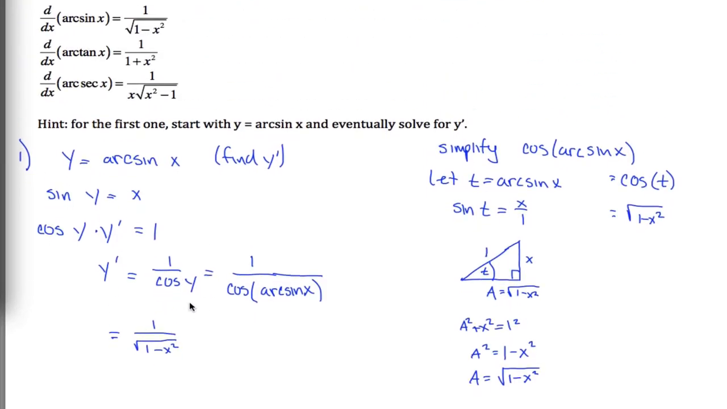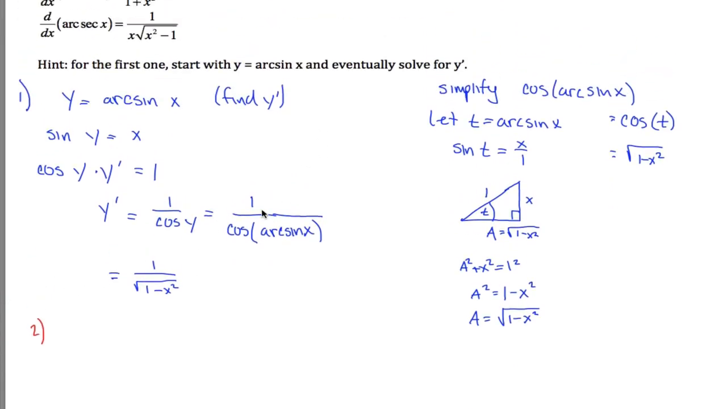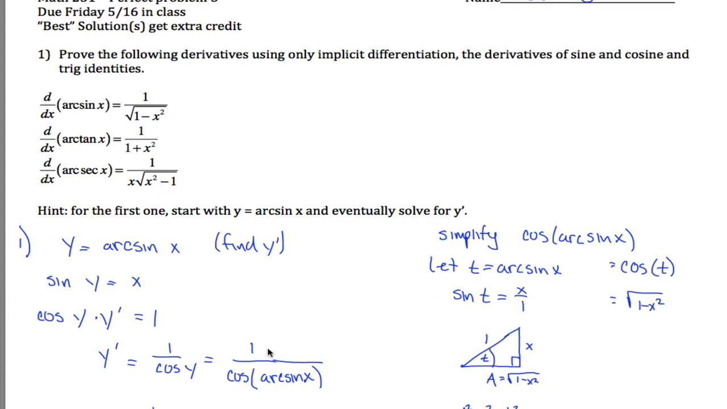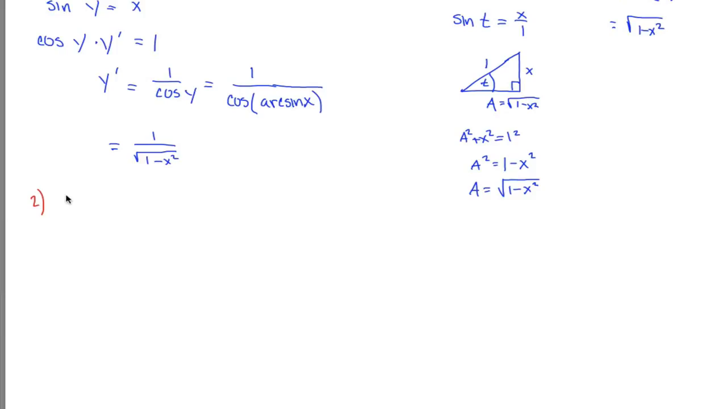For the second one, we figure out arctangent of x. The derivative of arctangent of x, I'll start by saying y equals arctangent of x. And then I'll take the tangent of both sides of the equation to get tangent of y equals x. And then the derivative of both sides of the equation. The derivative of tangent of y equals secant squared of y times y prime. And the derivative of x is just 1.